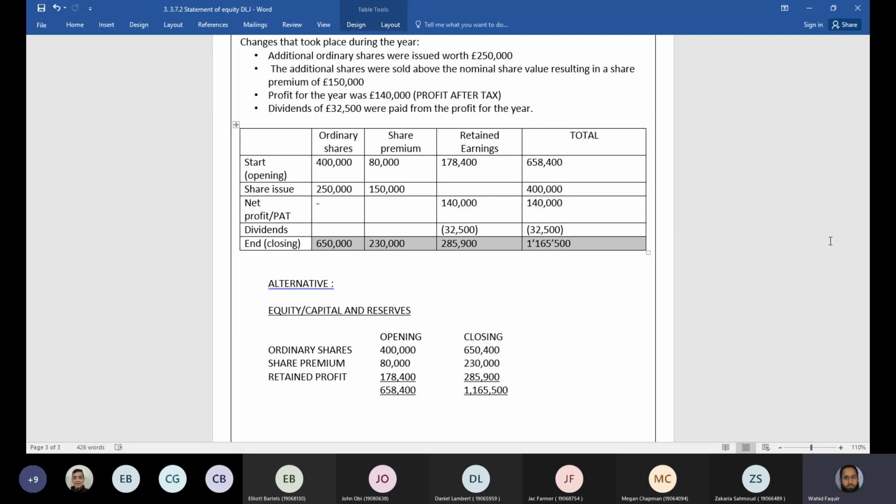Right, Charles is saying he's got 1165900. Okay, let's double check that. Is there an error in the figures?